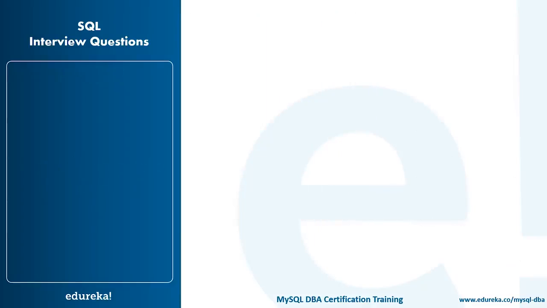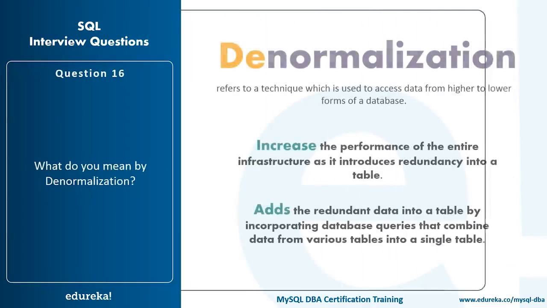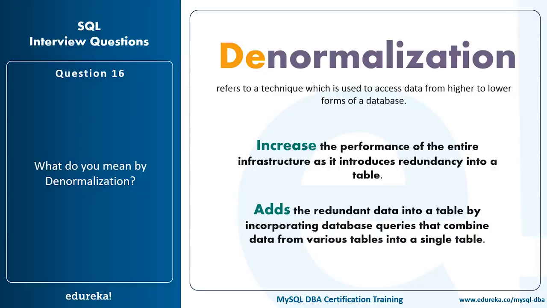Now moving forward to the next question: what do you mean by denormalization? Denormalization refers to a technique which is used to access data from higher to lower forms of database. It increases the performance of the entire infrastructure as it introduces redundancy into the table, and it adds redundant data into a table by incorporating database queries that combine data from various tables in a single table.